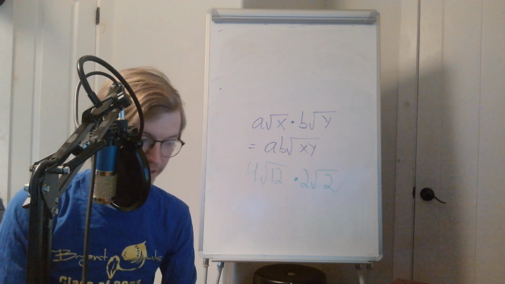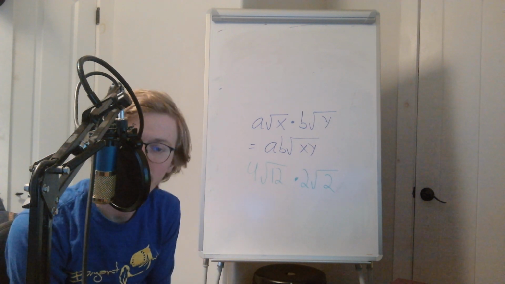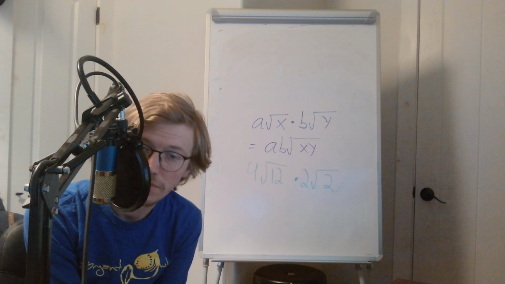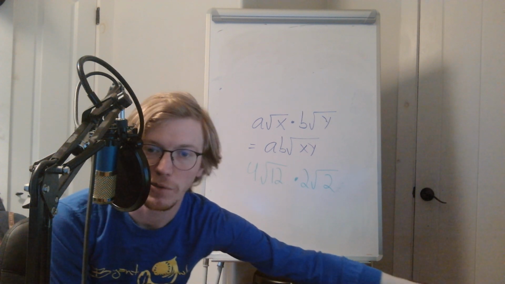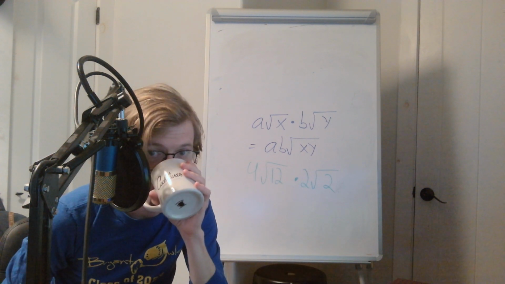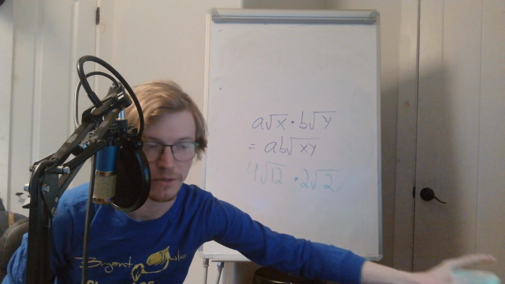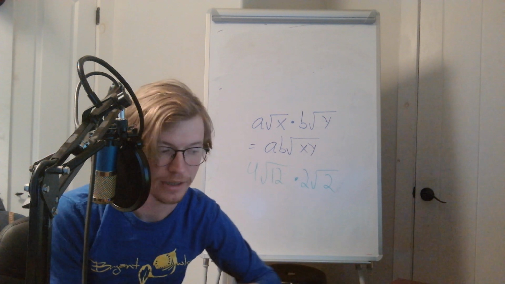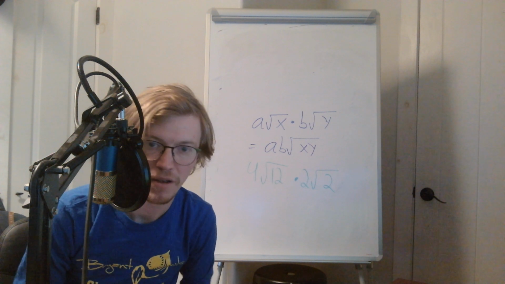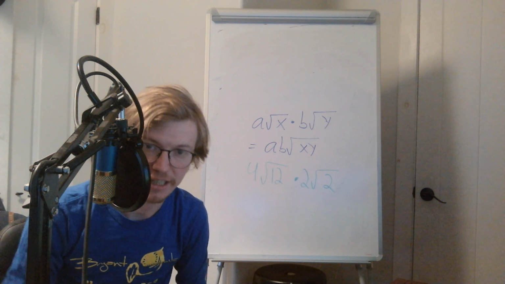Okay, so we got 4 times the square root of 12 times 2 times the square root of 2. So pause the video, see if you can work this one out all by yourself. Alright, I'm realizing also that the green is a little bit light, so I'm going to switch colors again, back to blue, and show up a little better.